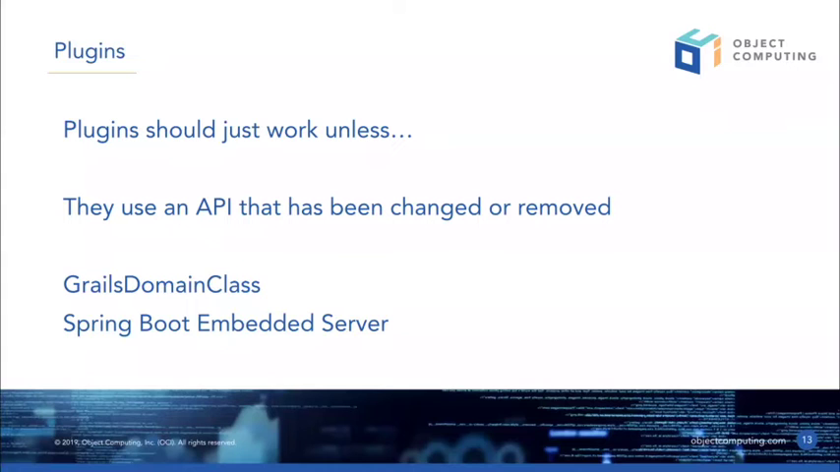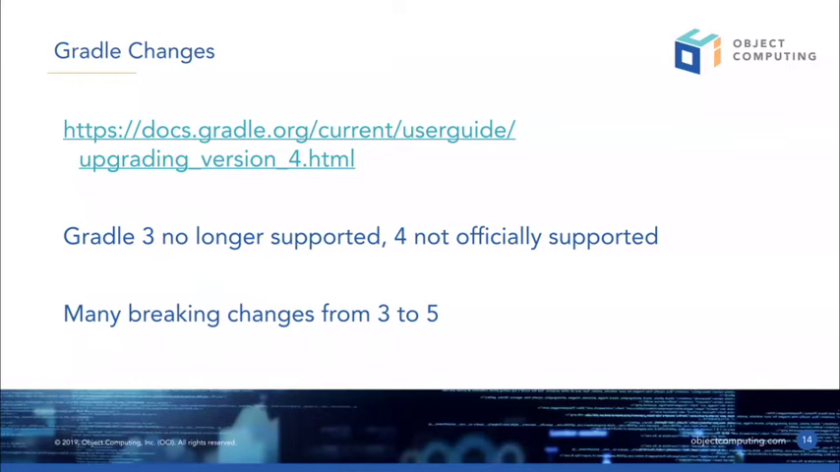And then in Grails 4, we've removed the Grails domain class API entirely. So if you have a later version of Grails 3, I can't remember if it was 3.2 or 3.3, then this likely won't affect you if the plugins you're using weren't using deprecated APIs. But if they were, then that could have an impact on upgrading your applications. And the only solution there is to just rewrite that code to use the new API.